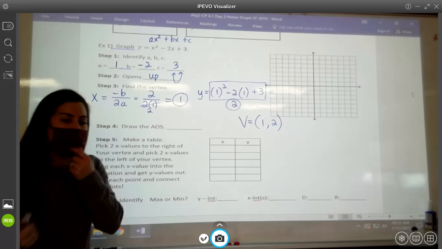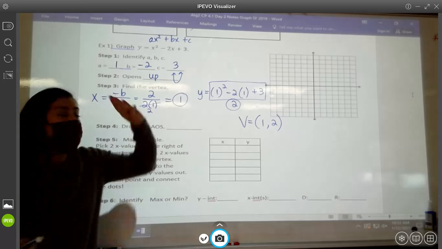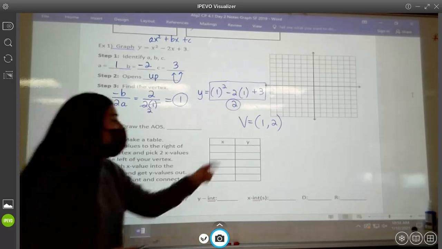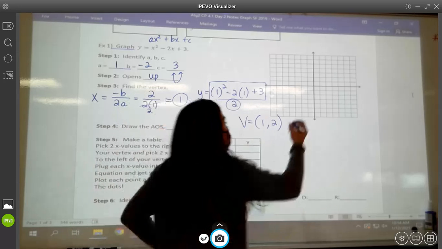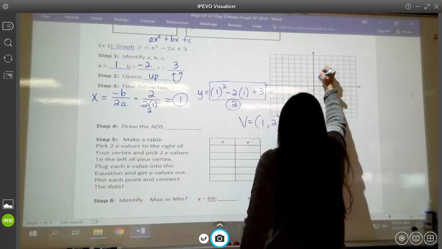So as soon as you start finding out these pieces of information, put them on the graph. Start building the graph. So put your vertex on the graph, right 1 and up 2. There it is.